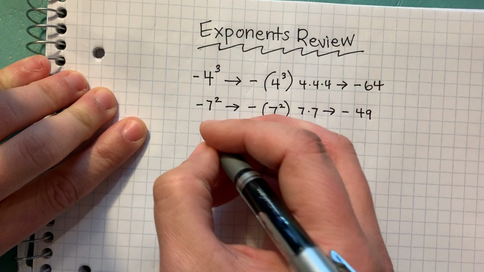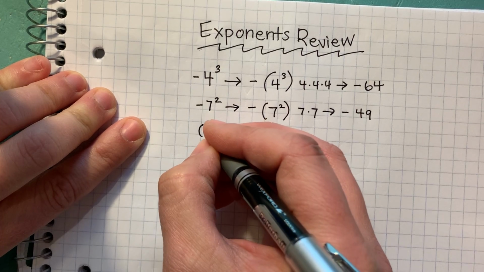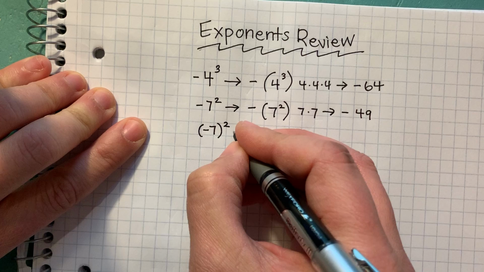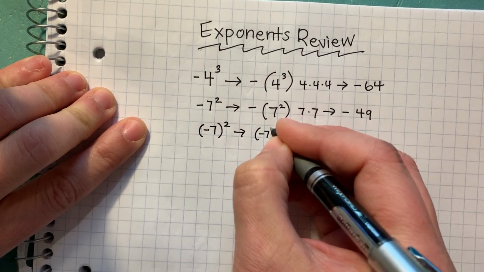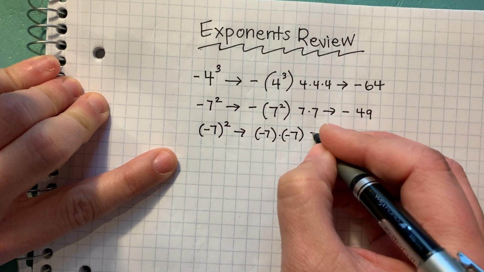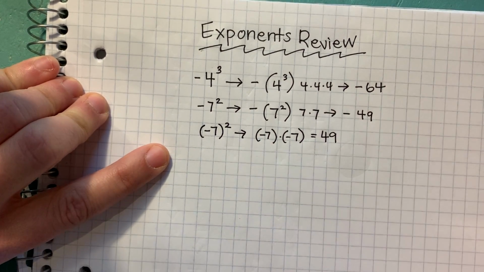Now, watch what happens when we put parentheses around that negative 7 to the second power. What this means is you have negative 7 times negative 7. It is negative 7 squared, which is positive 49.